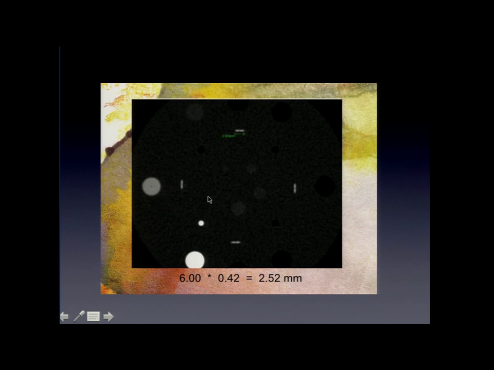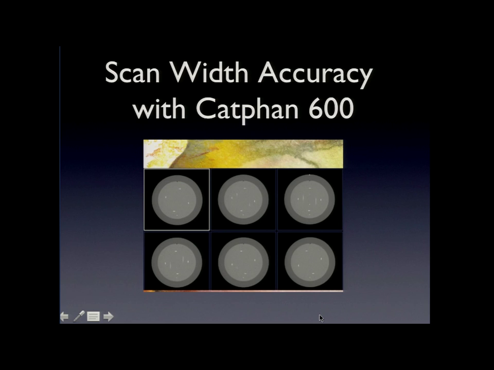You window and level based on the full width and half max evaluations, and then measure the actual ramp, and then multiply it by 0.42, which is due to the geometry correction of the ramps that are in there. So 6 times 0.42 would give us a reconstructed thickness of 2.52. And so this is just an example.